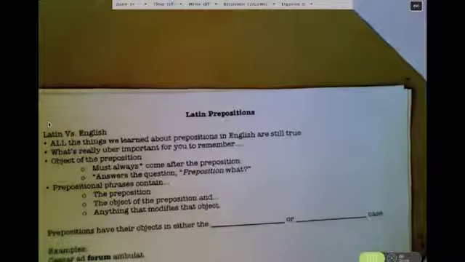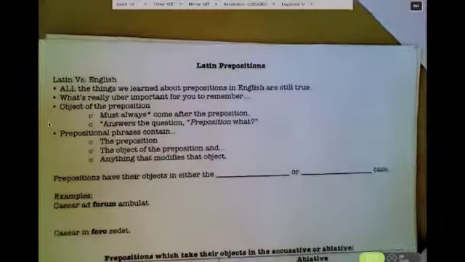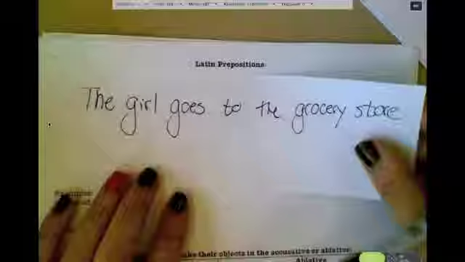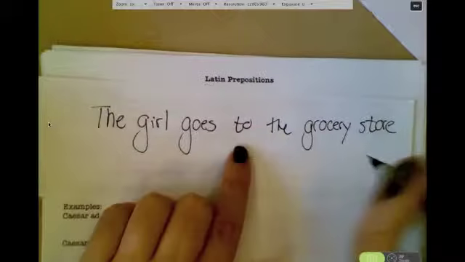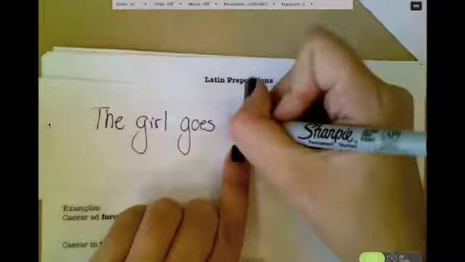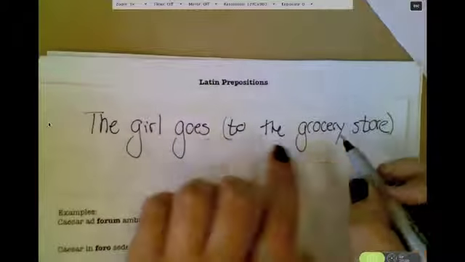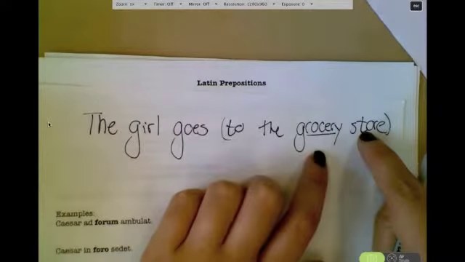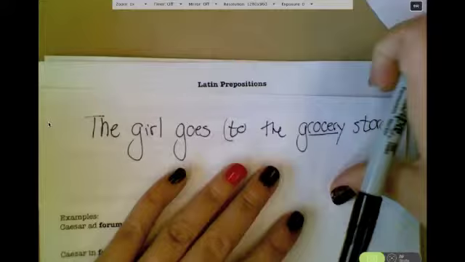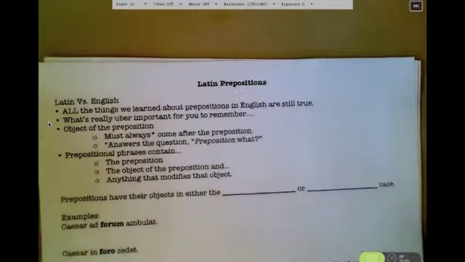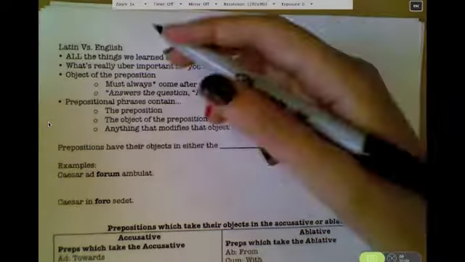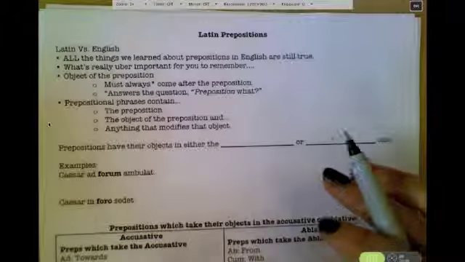Prepositional phrases are also going to contain anything that modifies that object. So, for example, in the sentence, the girl goes to the grocery store. To what? Okay, the store. So to store. And then grocery is going with there because it modifies store. It's giving you more information about the store. So those are two examples of prepositional phrases. Okay, that's English.